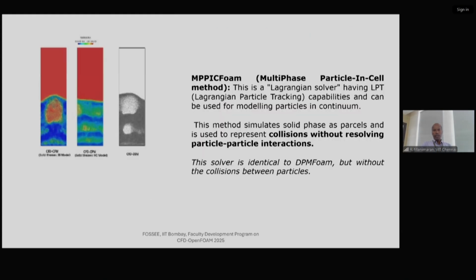And the next one we have is MPPIC, the multiphase particle-in-cell method. It's a Lagrangian solver with particle tracking capabilities. It is there for modeling particles in a continuum. This simulates the solid phase as parcels and represents the collisions without resolving particle-particle interactions. So it is not resolved to the particle level. Only the collisions representation is being solved with a cloud approach. Some cloud of particles is taken. It is identical to DPMFoam, but without the collisions. The collisions are not taken care of in MPPIC.